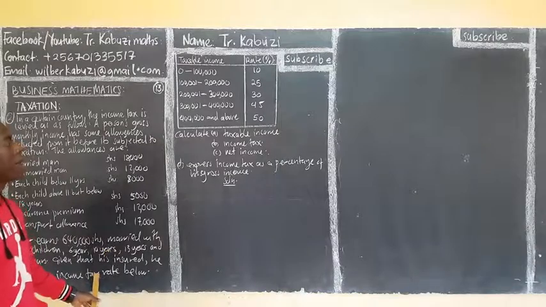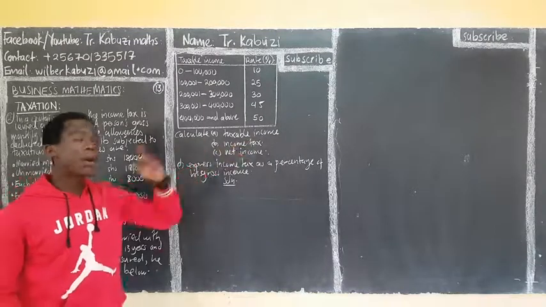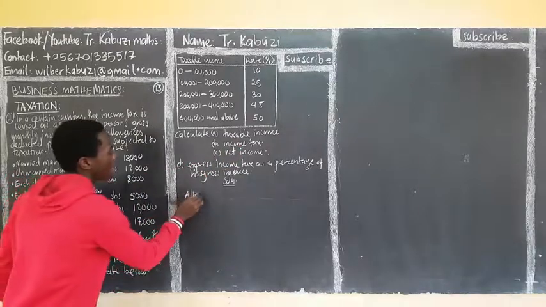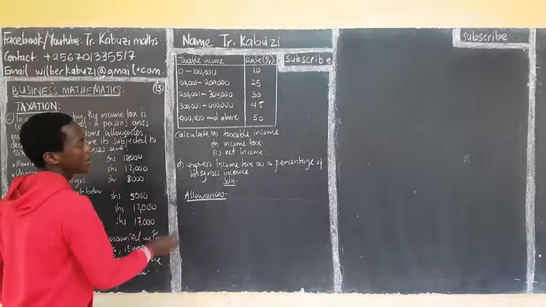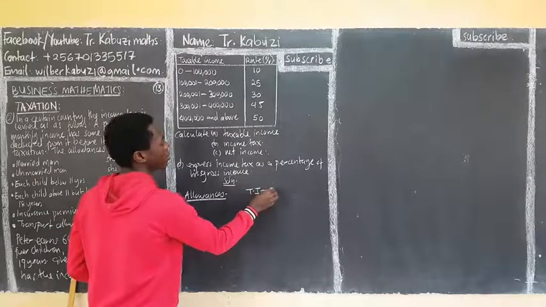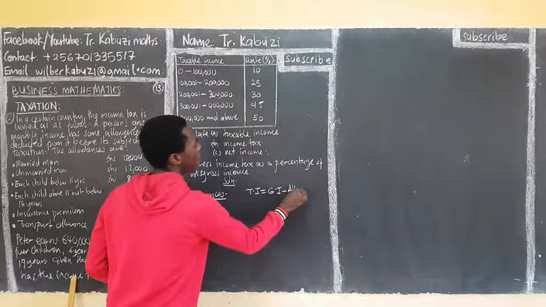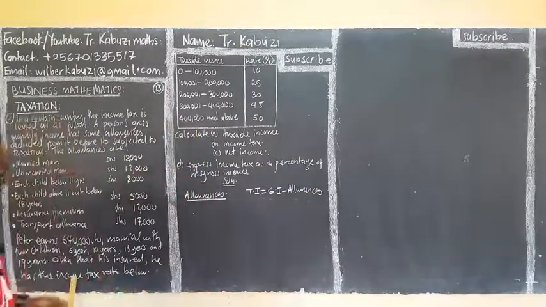The categories are taxable income, tax, then the net income. To get the taxable income, we need the allowances first. Why are we calculating allowances? Because you know that our taxable income is equal to the gross income minus allowances. That's why I'm calculating allowances first.